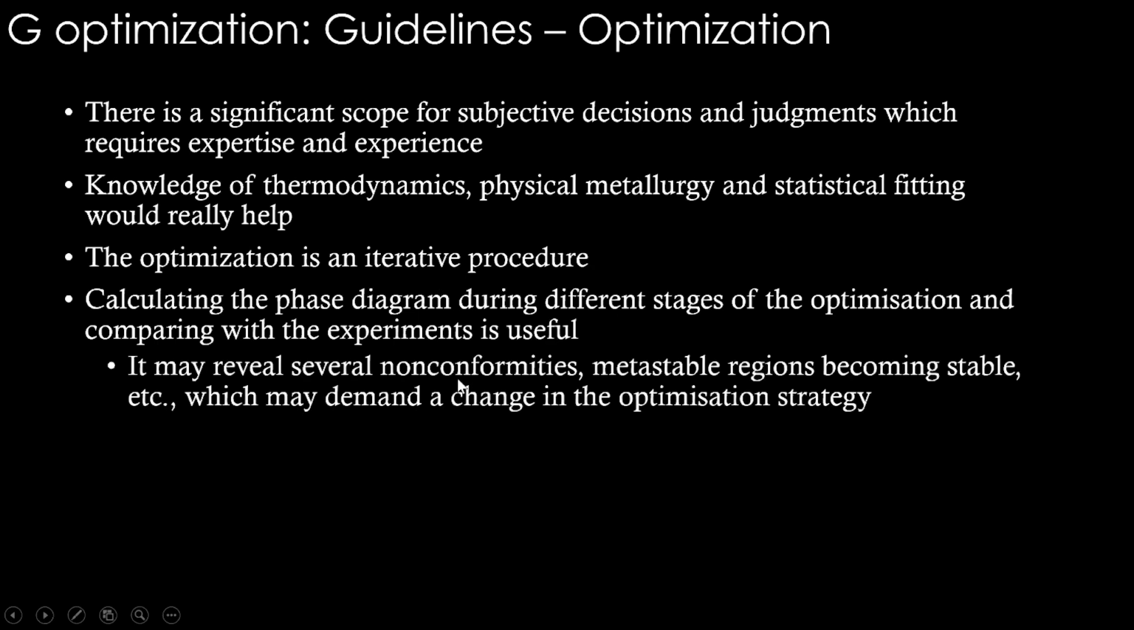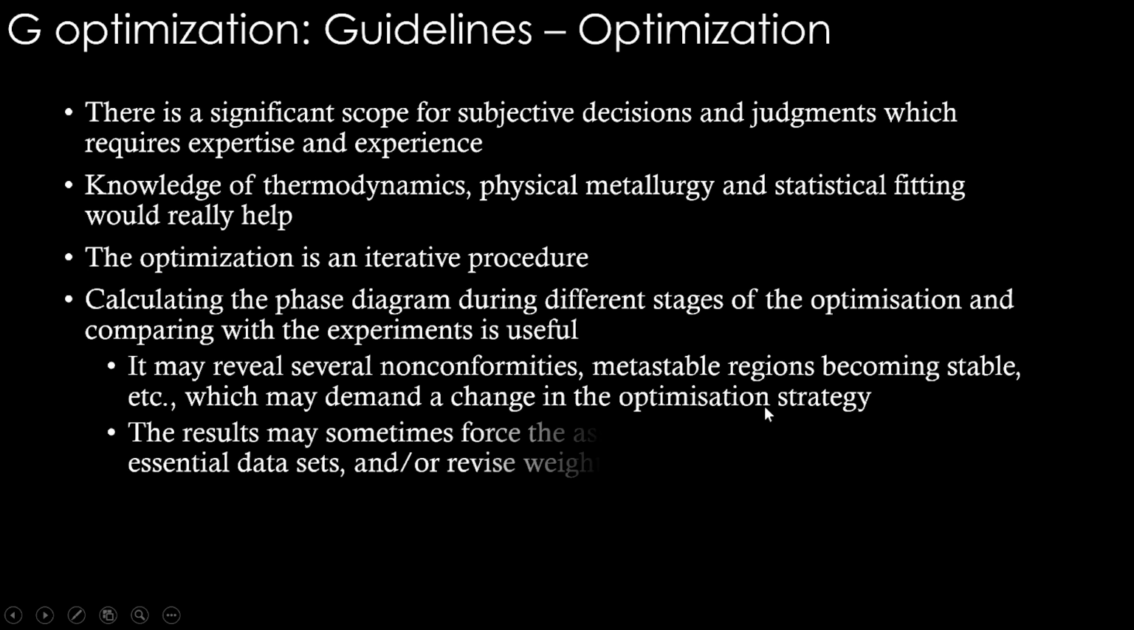It may reveal several non-conformities, metastable regions becoming stable, etc., which may demand a change in the optimization strategy. We need to rethink what we have been doing and possibly start everything in a different way. All those possibilities are there. The results may sometimes force the assessor to alter models, change essential data sets and revise weights. So all these things are done. You can sense how difficult it is. There is a lot of scope for subjective decisions. Therefore, in the output also there is a lot of scope for improvement many times.